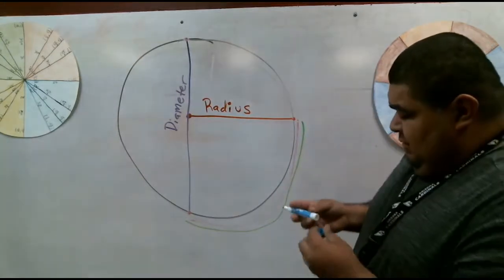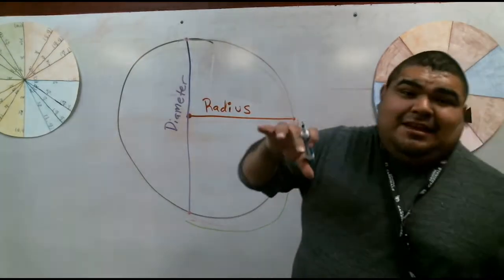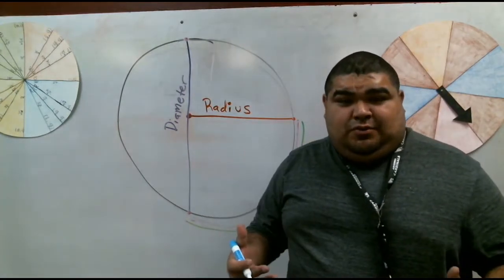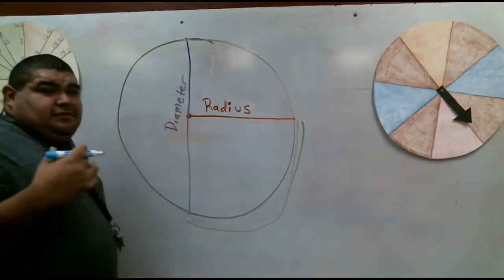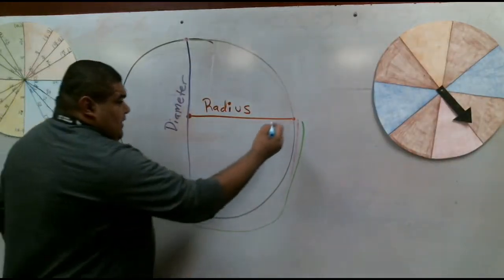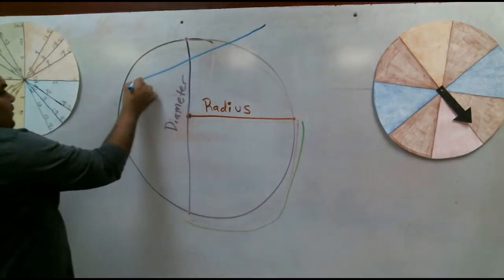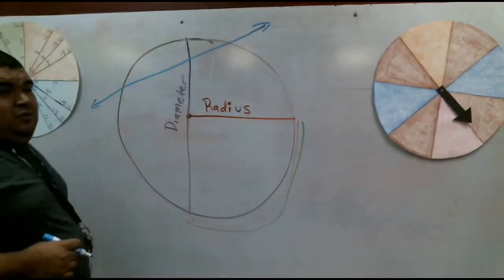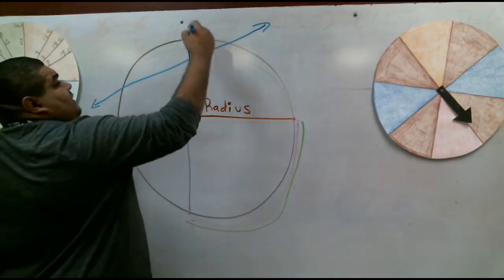Now, if we have a line that passes through the circle. Again, it touches through the inside, a line that passes through. Notice that it passed through the circle. It's called a secant.